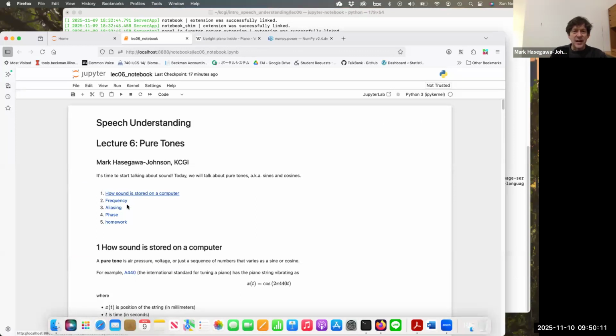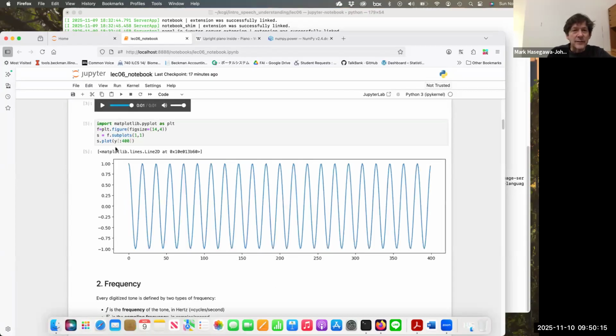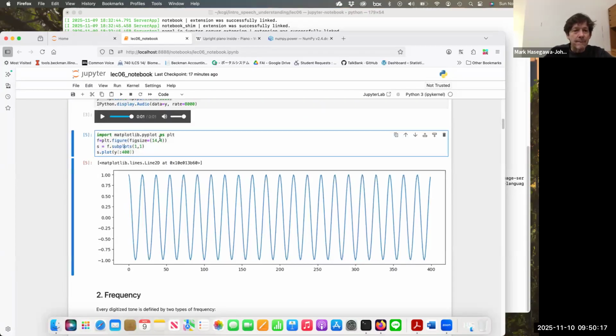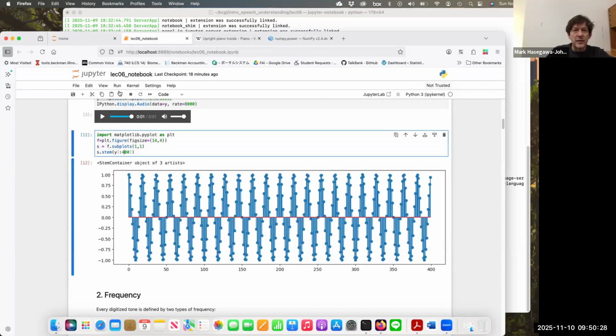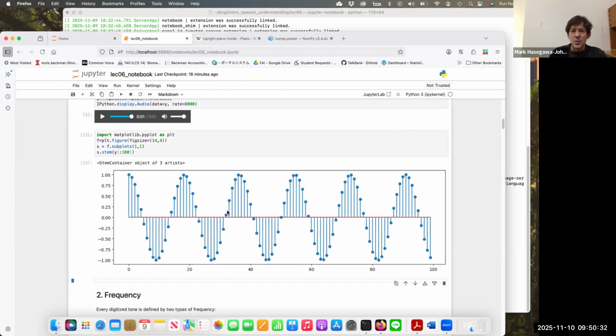How sound and frequency. Oh, let me show you also. Let me do a stem plot here, just to show you that the first 400 notes are actually stored as individual samples. You can see that these are the samples that are actually being stored. Let's just plot the first 100 of them. So here's what's actually being stored on the computer. Let me print it out actually.